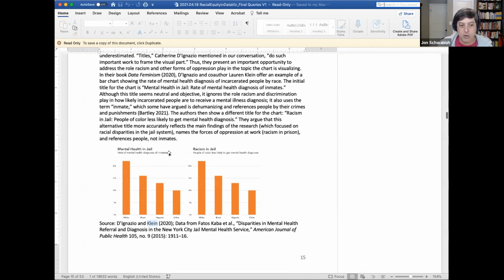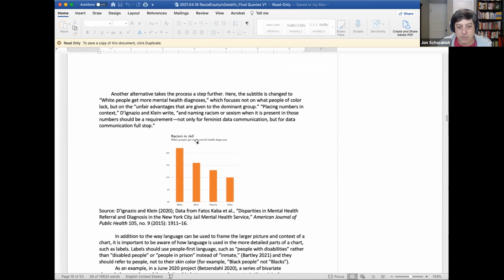So this is from their book. I'm not going to read all this here, but they move through three graphs. Mental health in jail is the first title here, rate of mental health diagnosis of inmates. So one issue is the word inmates. Then we can move to a title that more accurately reflects the findings of the research, right? Racism in jail. I'm just highlighting the sentence here: it names the forces of oppression, racism in prison, and also references people of color rather than the word inmate.